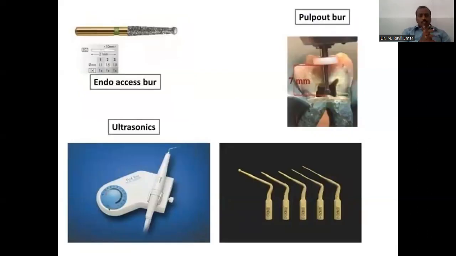Okay. What is the ultrasonic instrument equipment? This is the equipment we use to locate the orifice and remove the debris or any obstruction in the orifice with the help of these ultrasonic tips.